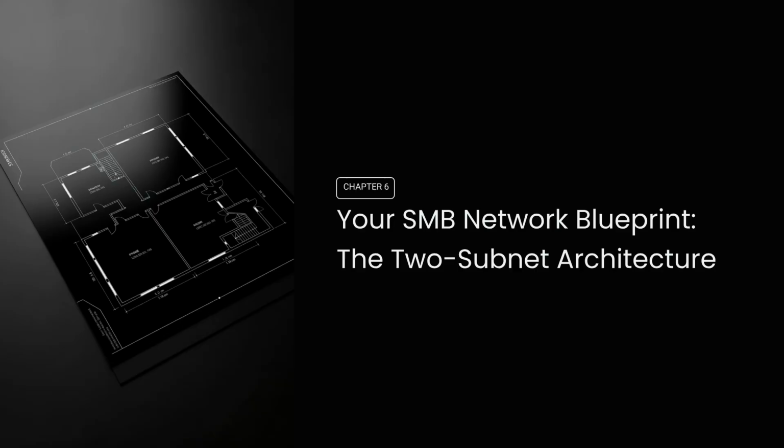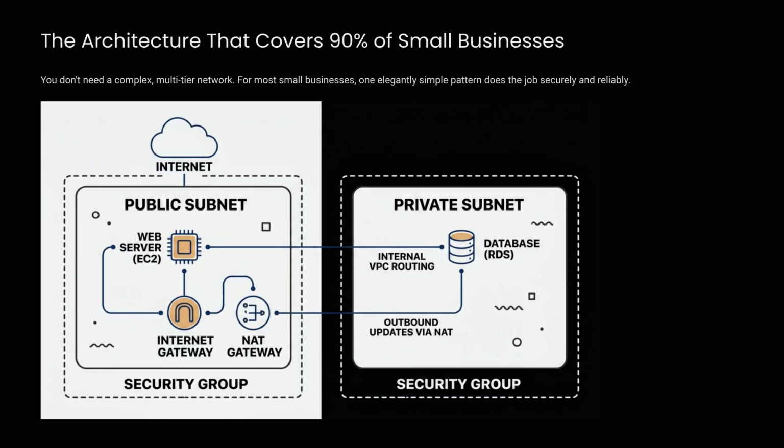This simple, secure pattern covers 90% of small business needs. This 2-subnet architecture uses one public subnet and one private subnet. The public subnet hosts resources exposed to the internet, like a web server, while the private subnet hosts sensitive resources, like a database, that have no direct public access.